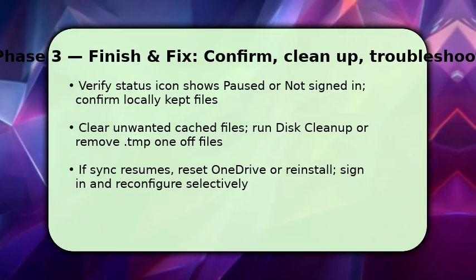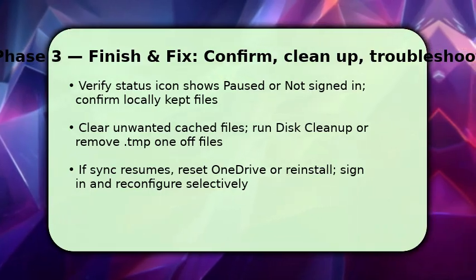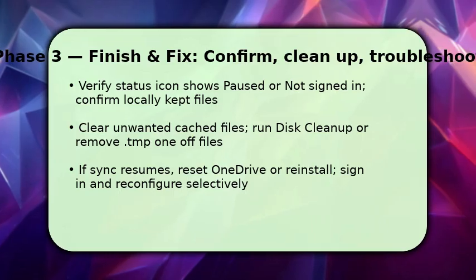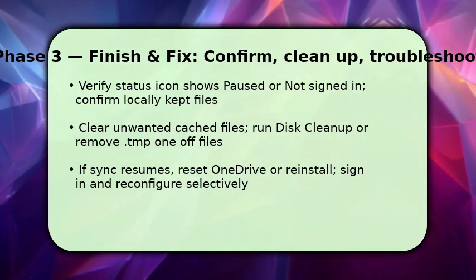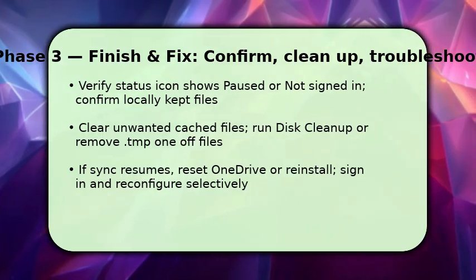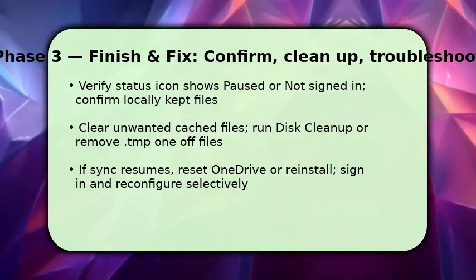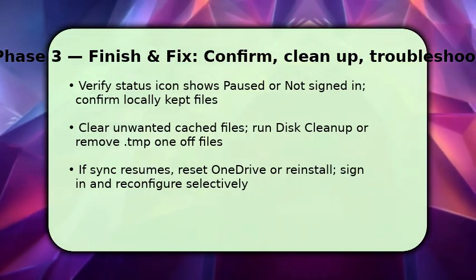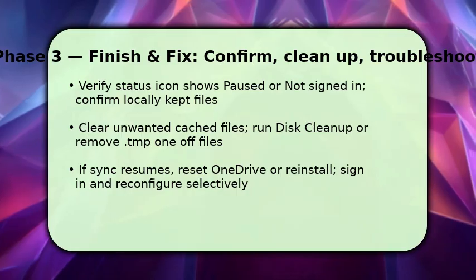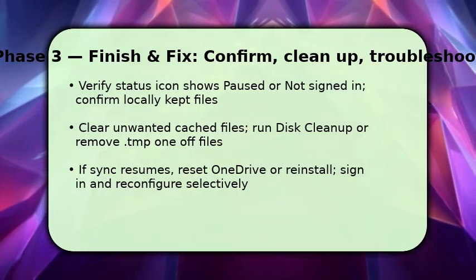Next, clean up any cached or temporary files using Disk Cleanup or manual removal to free space and avoid accidental uploads. If OneDrive keeps resuming, reset the app or reinstall it, then sign in and reconfigure only the folders you want. If problems persist, unlink and relink the account. That usually fixes stubborn automatic sync restarts.